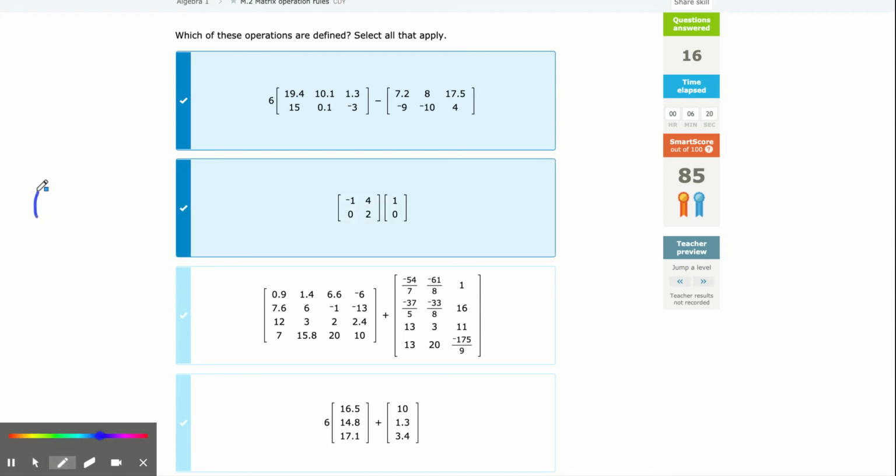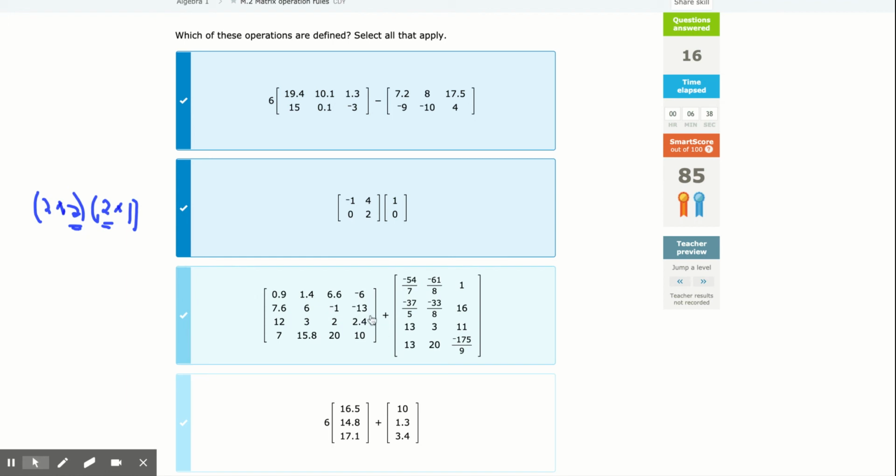Again, I emphasize, write down the dimensions. That first one's a 2 by 2. The second one is a 2 by 1. Do the number of columns match the number of rows? Yes, they do. Here we're adding.